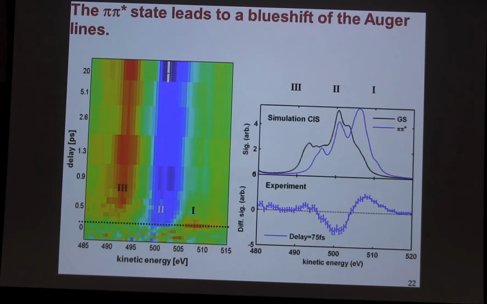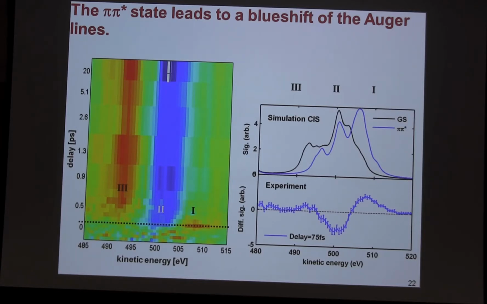So I make this a little bit more prominent by doing a cut here shortly after time 0. And once more you can see the reduction in region number 2 and the increase in region number 1 in the difference plot. This is the signature of the pi star state in the difference plot.